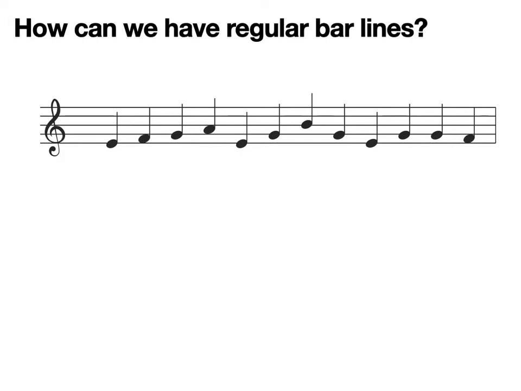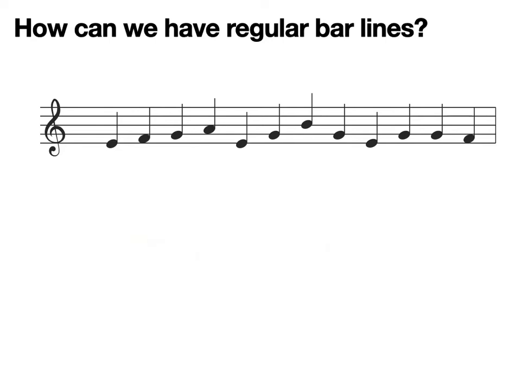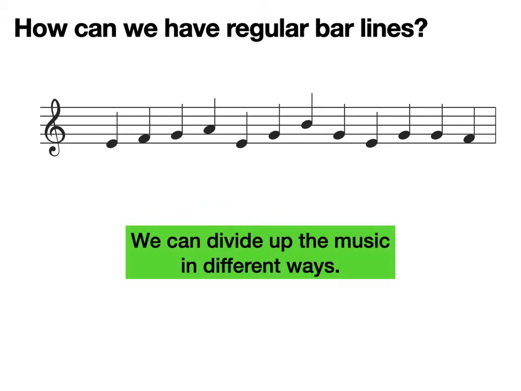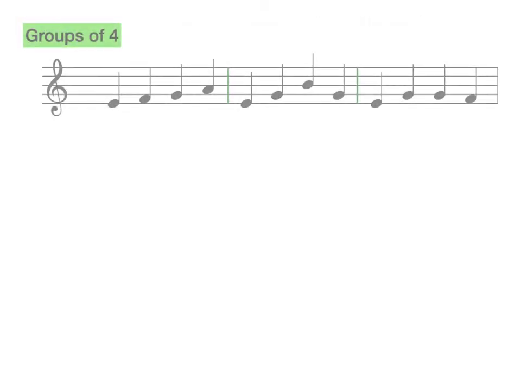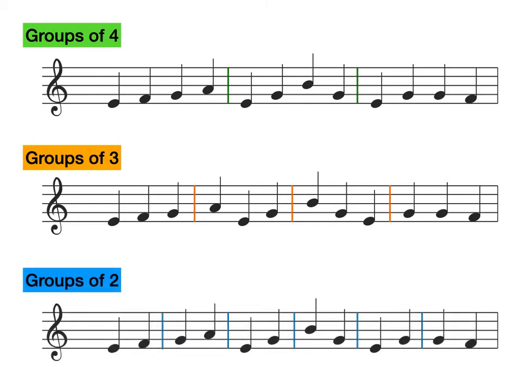How many notes do you see here? Specifically, crotchet notes. How many? We can see 12 crotchet beats here. Now these 12 crotchets can be divided up in different ways. Let's take a look. We could divide them up into groups of 4, into groups of 3, or into groups of 2.